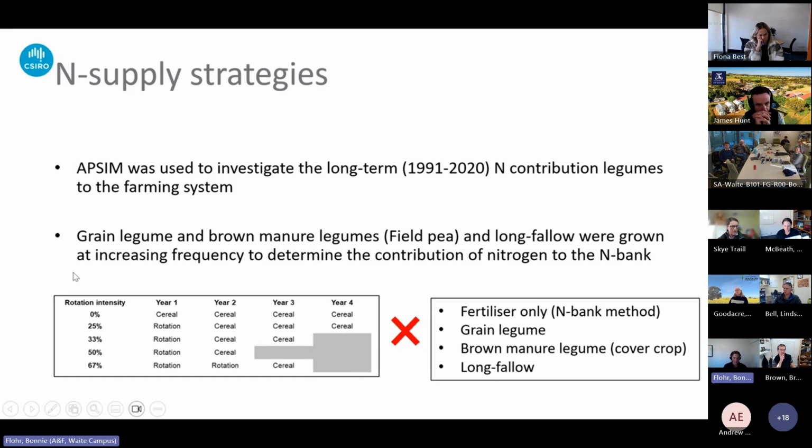So to show that a bit clearer what I mean by increasing frequency, a 0% rotation intensity refers to continuous cereal, so no rotation. 25% means one rotation every 4 years. 33% means one in every 3 years. 50% means one every second year. And 67% means two of the rotations for every cereal. And in rotation, there's either grain legume, brown manure, or long fallow.